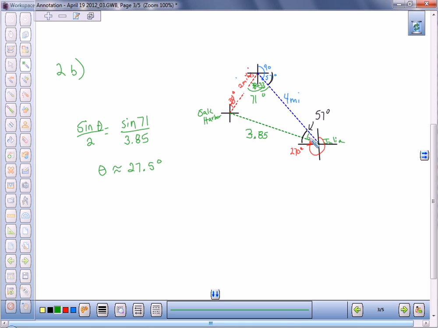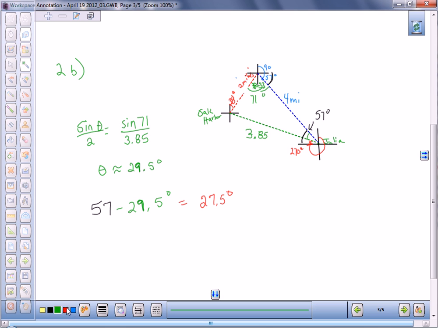Okay, so we know that this green angle is 27.5 degrees. So if we do the 57 minus the 27.5, we are left with that little bitty red angle that we wanted. I'm sorry, this was 29. And what we're left with for the red angle is 27.5 degrees.